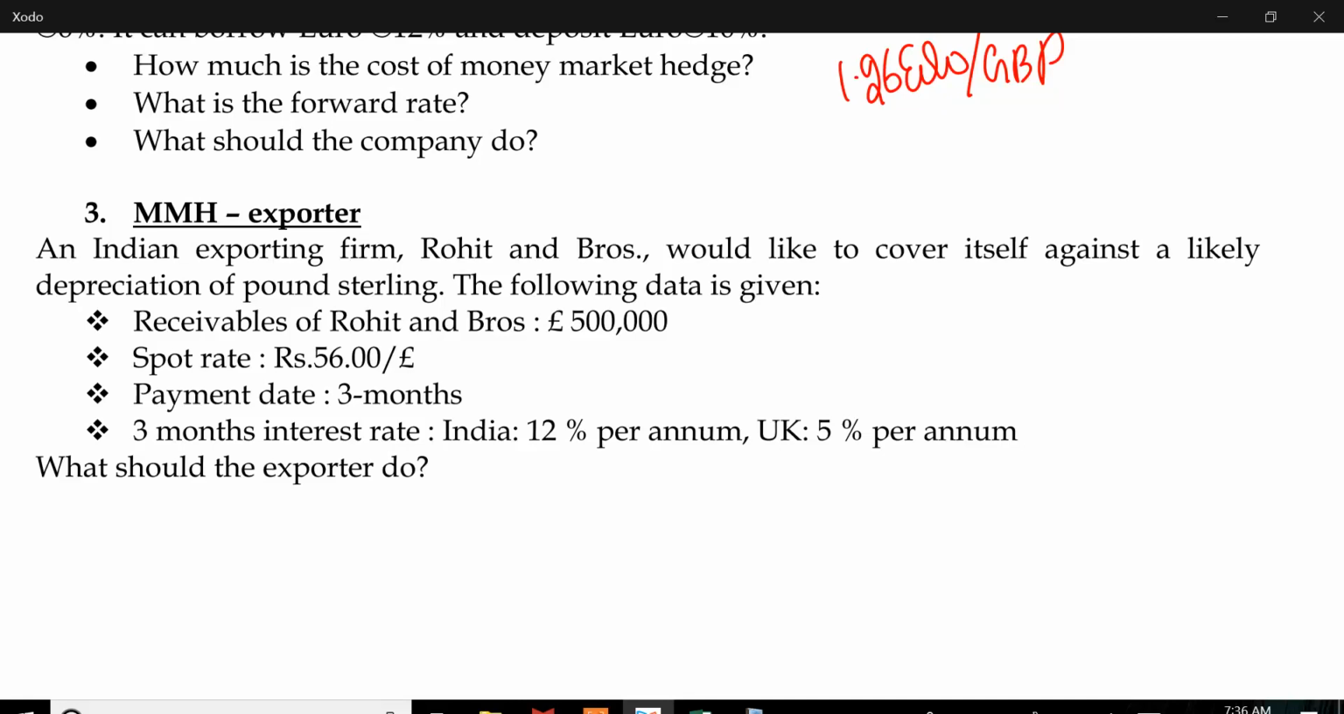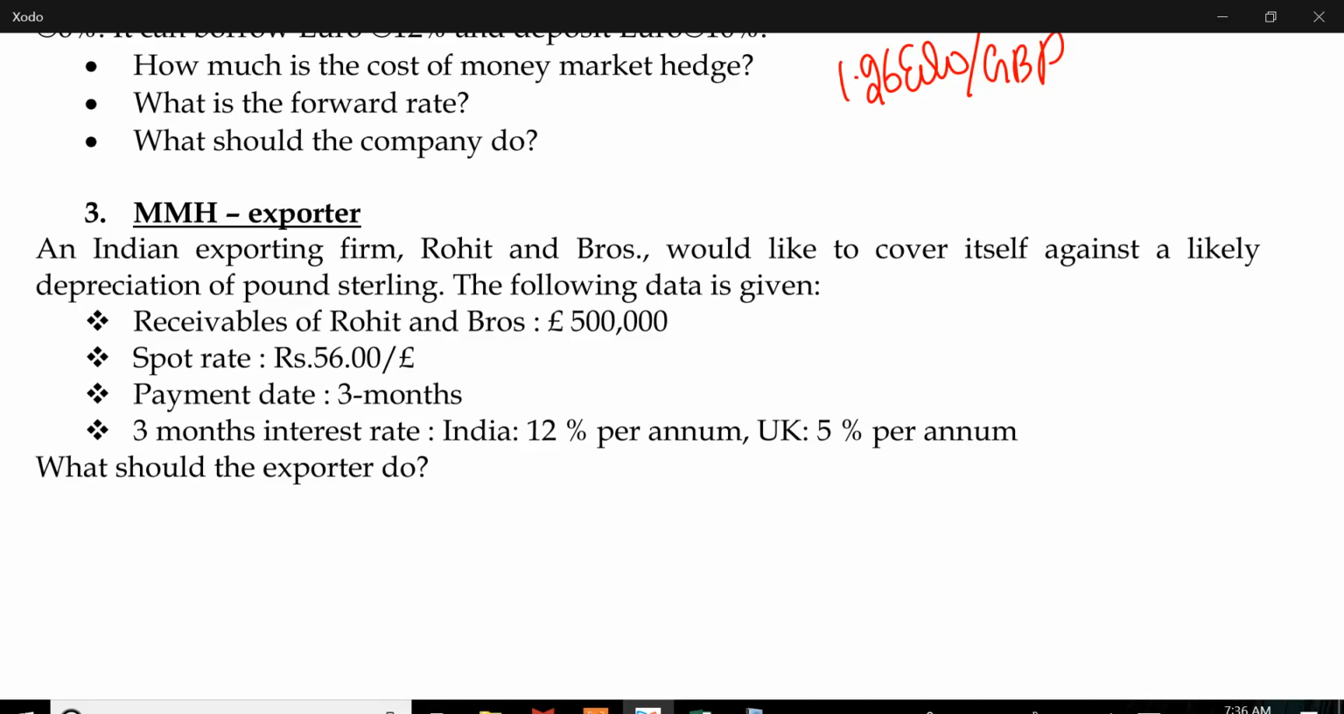Okay, now there's an Indian company which has exported its goods and it's worried about a depreciation of pound sterling. What happens if a foreign currency depreciates for an exporter? Receivables will reduce because my assets are depreciating. When INR depreciates, it's a favorable scenario for an exporter and an unfavorable scenario for an importer. In this case, they believe that pound sterling will depreciate and INR is going to appreciate. So they are really bothered about it.